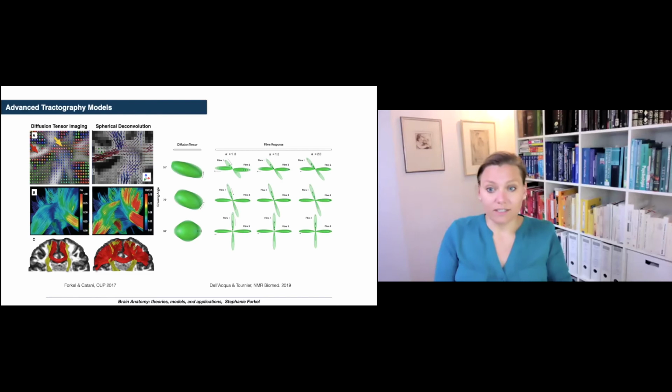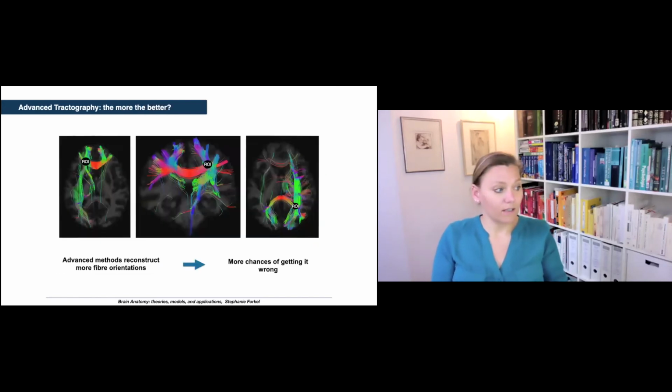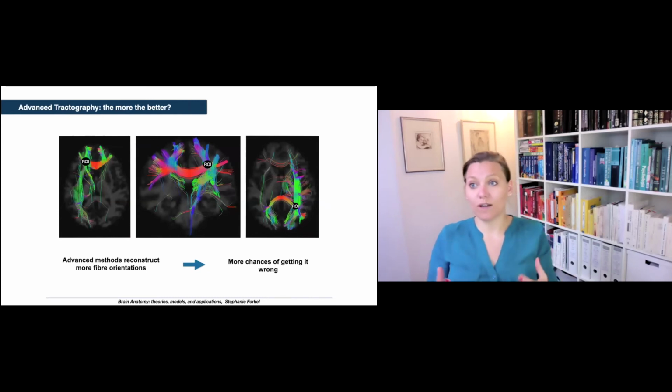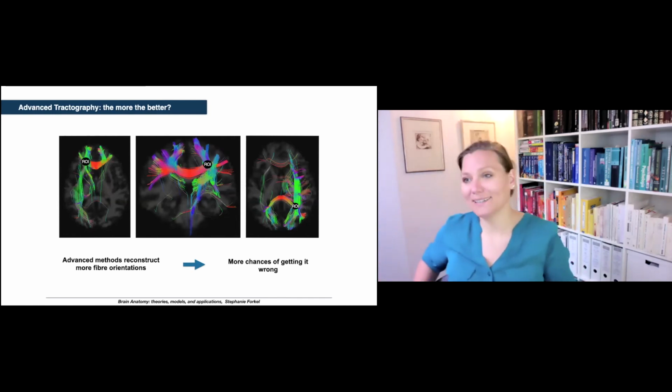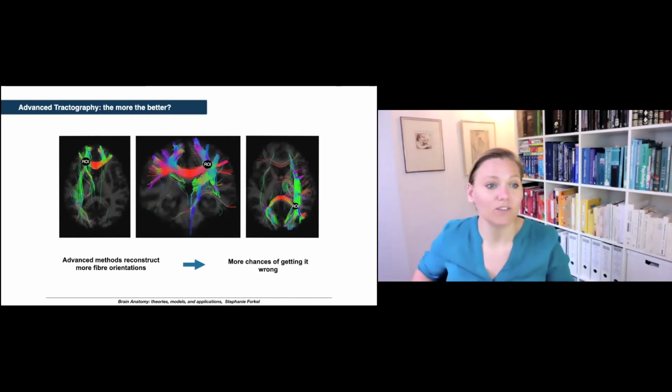But another reason is that with advanced methods, you're able to reconstruct more fiber orientations, but that also means that you have more chances of getting it wrong. So with very advanced tractography algorithms, if you look at the tractogram, it looks a lot more messy, and you will spend more time cleaning up your dissections because you can reconstruct a lot of the crossing, but you also go wrong a lot of the time.